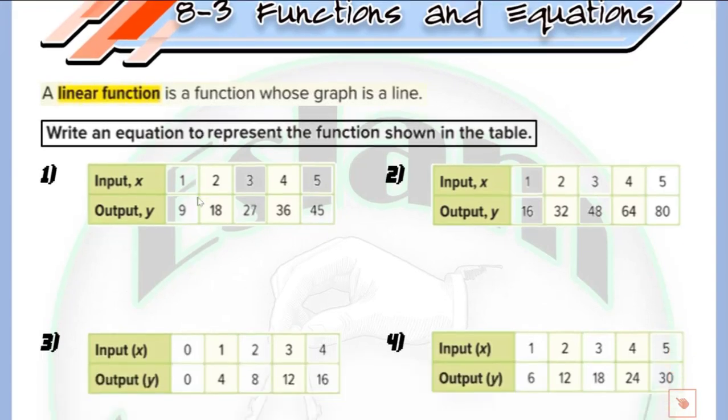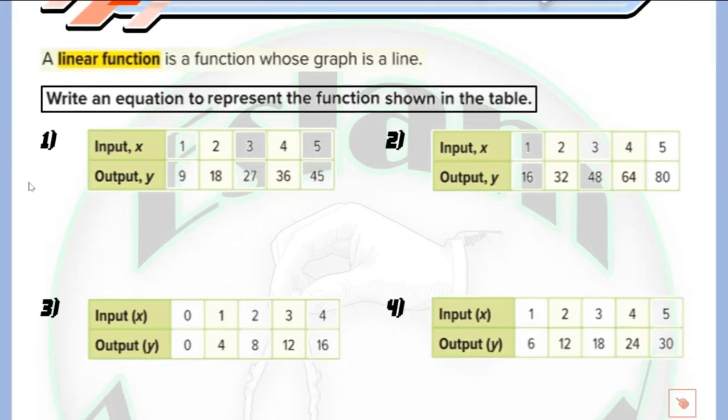Now we need to write the equation which represents the function in each table. We have the input and the output. We need to find the relation between the input and the output to write the equation. If the input equals 1, the output would be 9. If the input is 2, the output would be 18. 3 would be 27, and so on. You will find that each output is equal to 9 multiplied by the input, which is 9x.